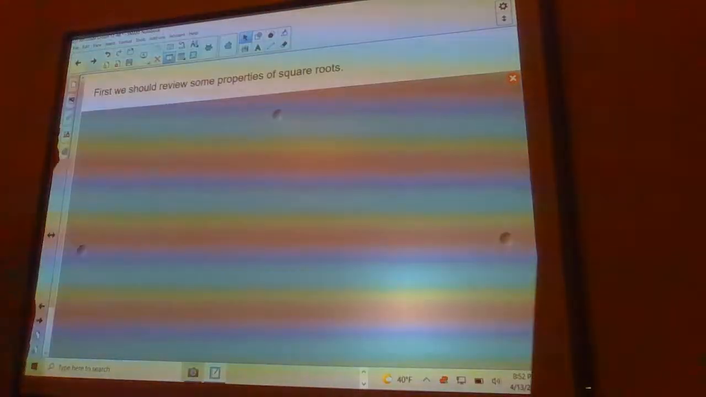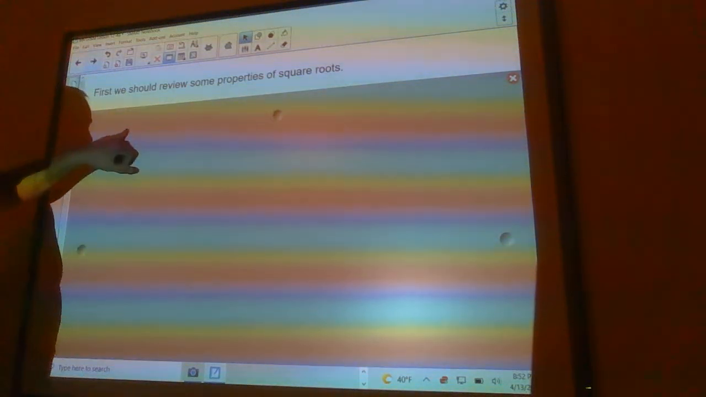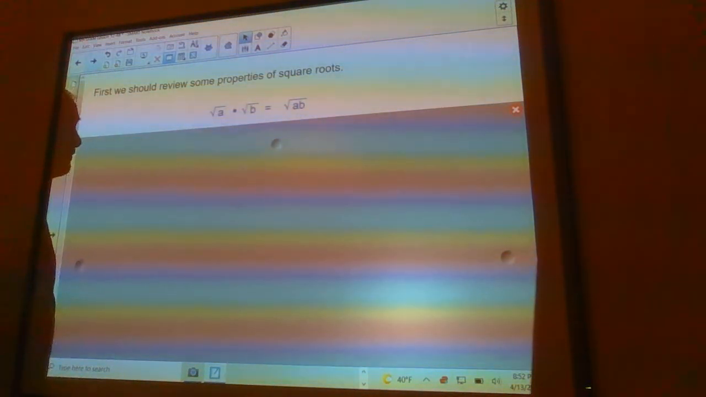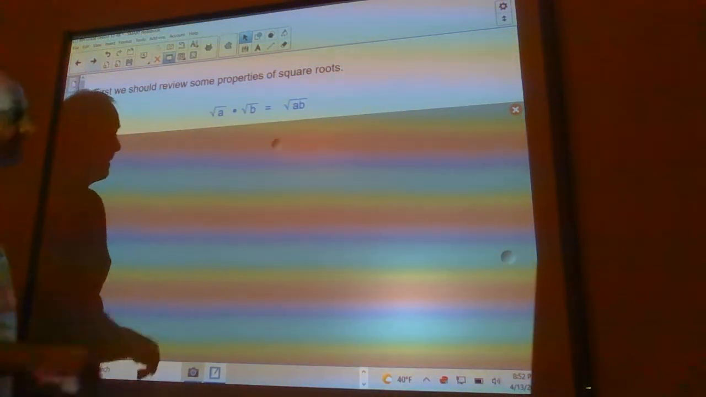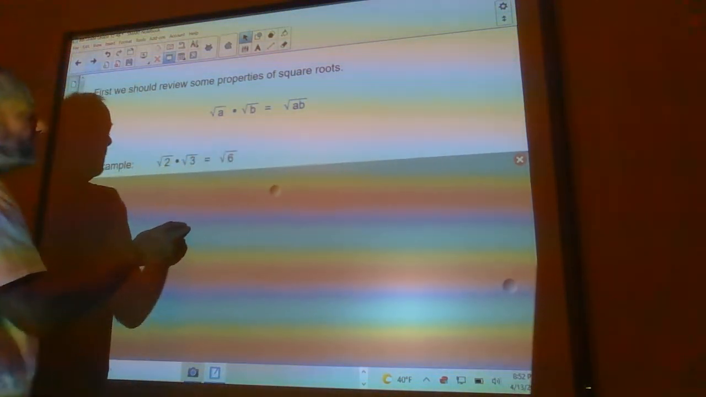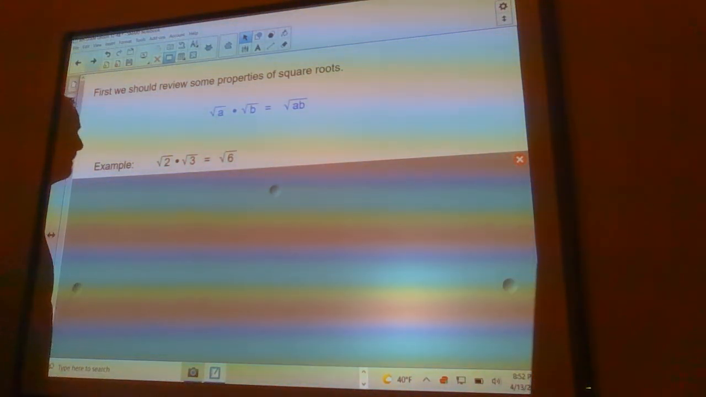All right, so first we need to review some properties of square roots. The first one, the square root of a times the square root of b is the square root of a times b. So that would be like square root of 2 times square root of 3 is the square root of 6.